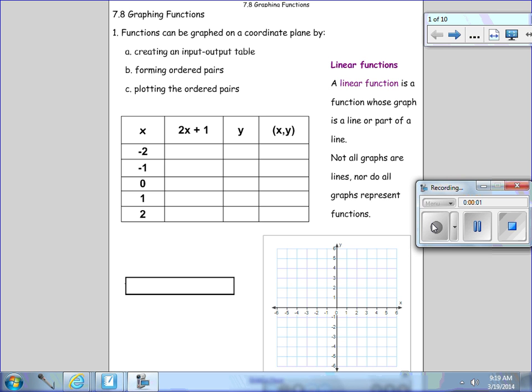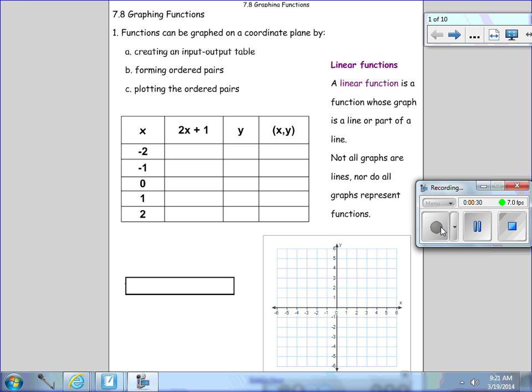You recall yesterday we discussed functions and equations. In today's lesson, we're going to graph functions. Functions can be graphed on a coordinate plane by A, creating an input-output table, B, forming ordered pairs, and C, plotting the ordered pairs.